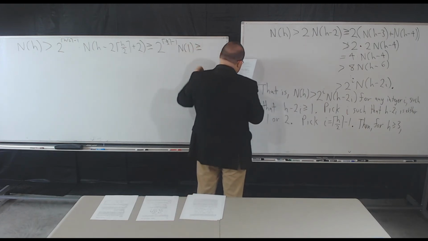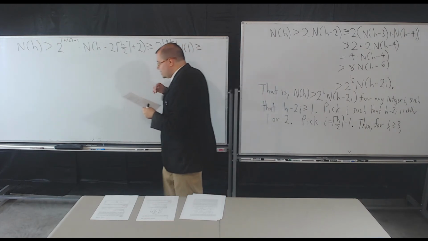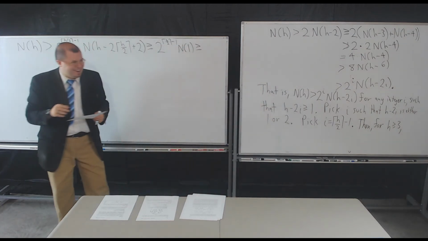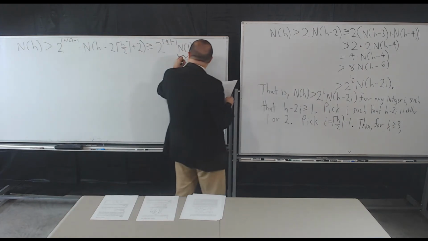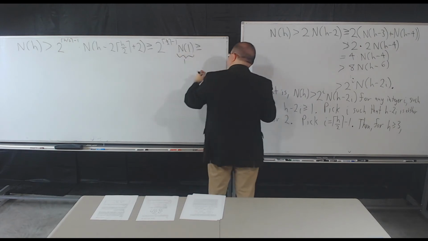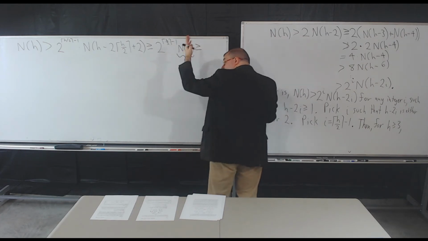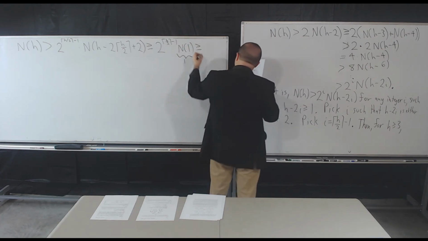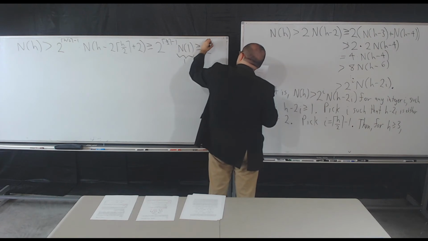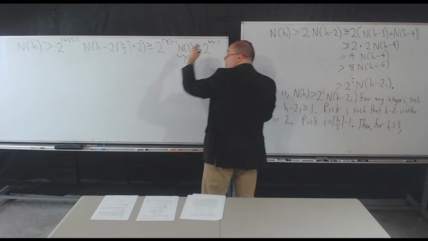But what is that? This has to be greater than or equal to the following. Well, what's n of 1 again? Do you remember what n of 1 was? n of 1 was 1. So remember, this is 1. But what is this greater than or equal to then? What I'm going to do is just get rid of the ceiling, because the ceiling will just round up this part of the exponent. So I can just write this as 2 to the power of h over 2 minus 1 without the ceiling, because putting the ceiling there only makes it bigger.